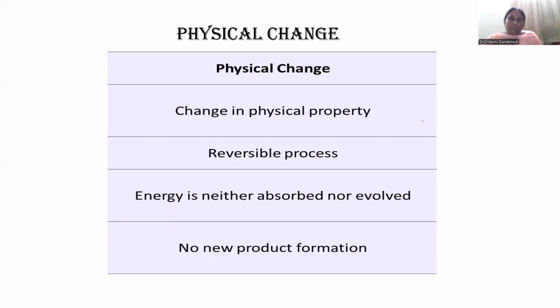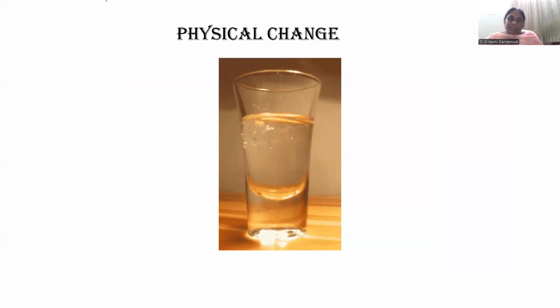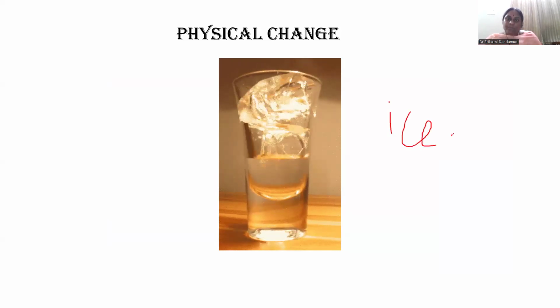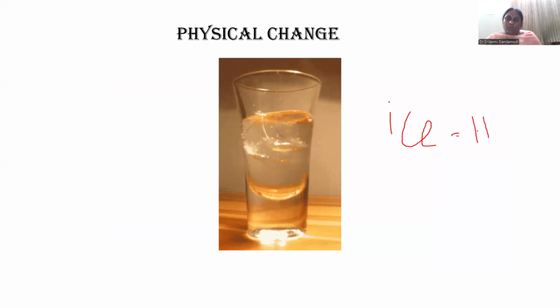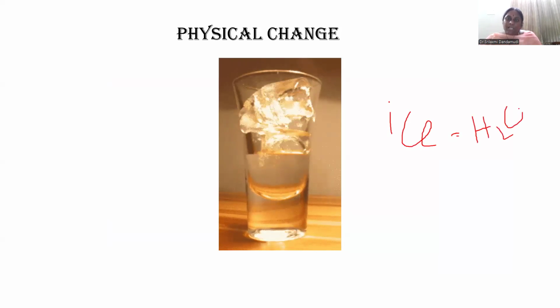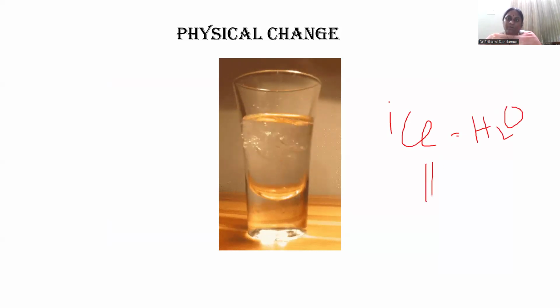A physical change is nothing but only the physical state of the substance is varying. It is a reversible process, and neither energy is absorbed nor evolved. No new product is formed. The best example is the melting of ice. See here, the melting of ice. Ice contains water molecules. When the ice is converted to water, this water also contains only water molecules.